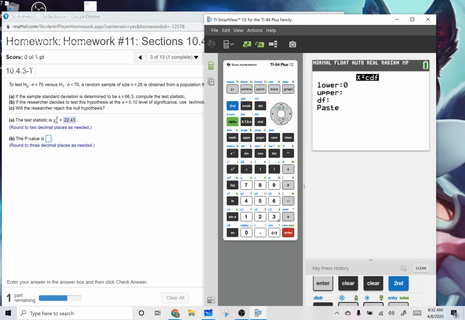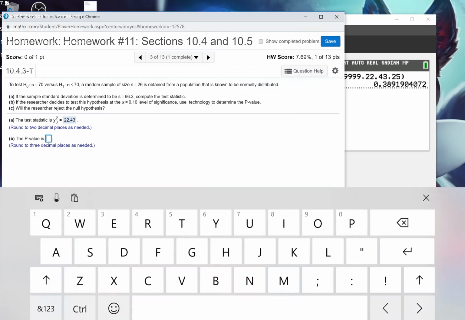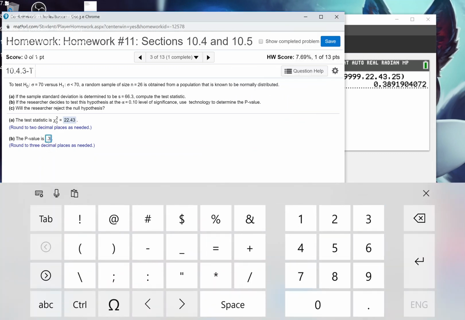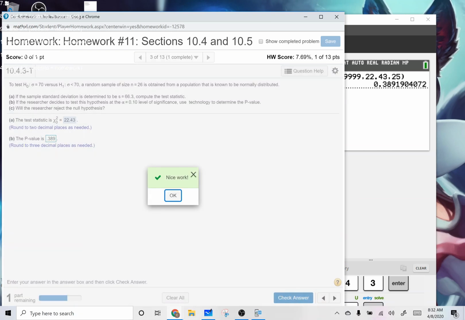So we're going to leave this, we can put negative 999 here. We just want to make sure we get everything to the left. The upper bound is going to be 22.43. And the df is going to be the degrees of freedom, which is 26 minus 1, which is 25, the n minus 1. We enter that, we get 0.3891. It says 3 decimal places, 0.389. Okay. So check the answer. Very good. We got it.